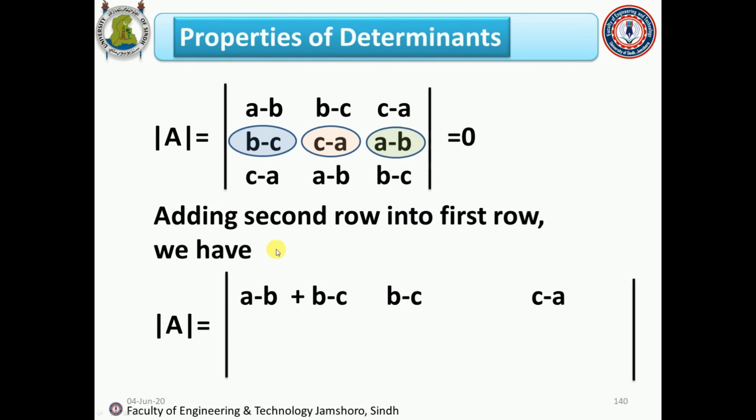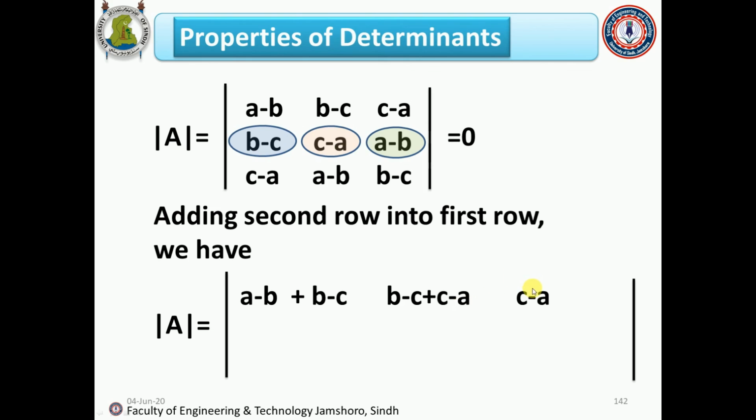Now we are going for the next first row element. As it's saying add the second row with the first row, we have already written the first row here, so we will add the second row element, which is C minus A. We write here C minus A, okay?